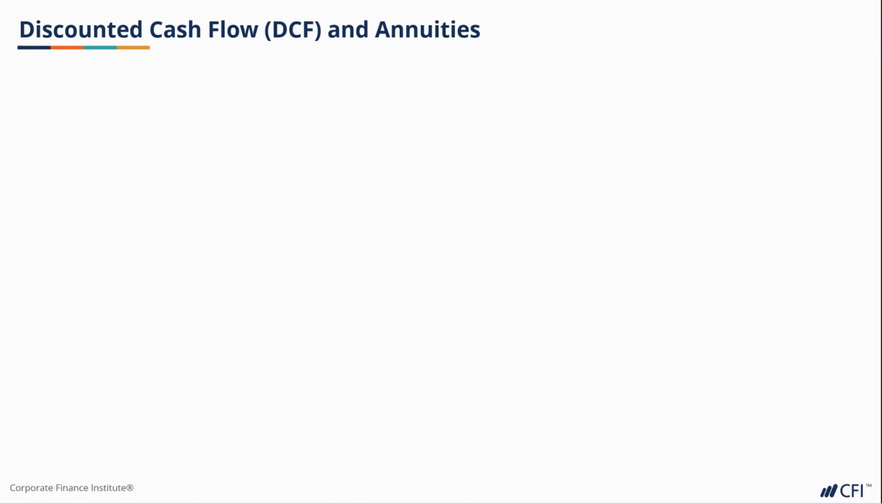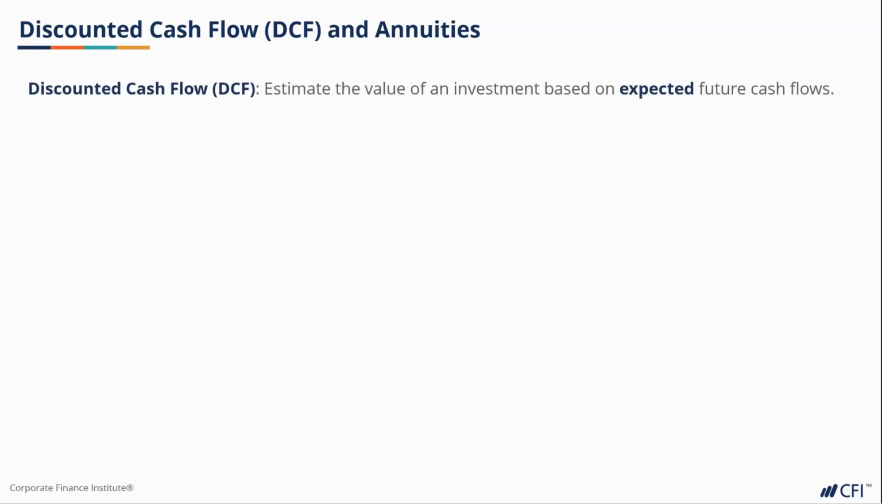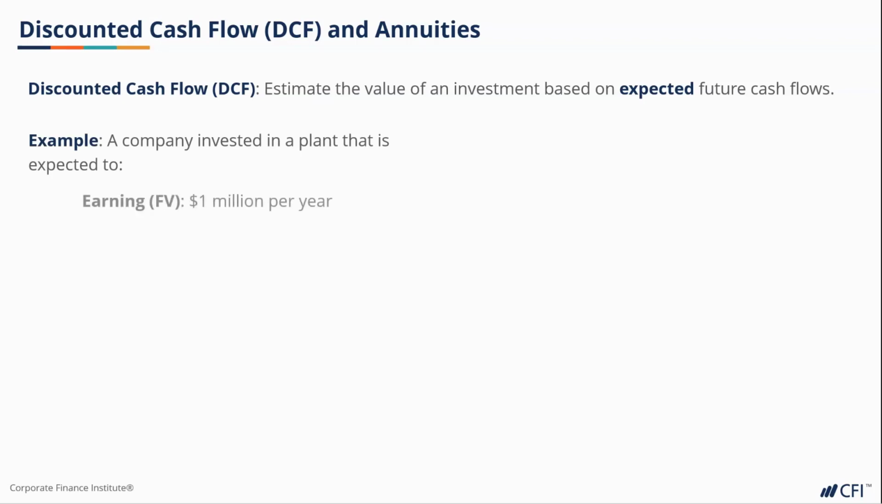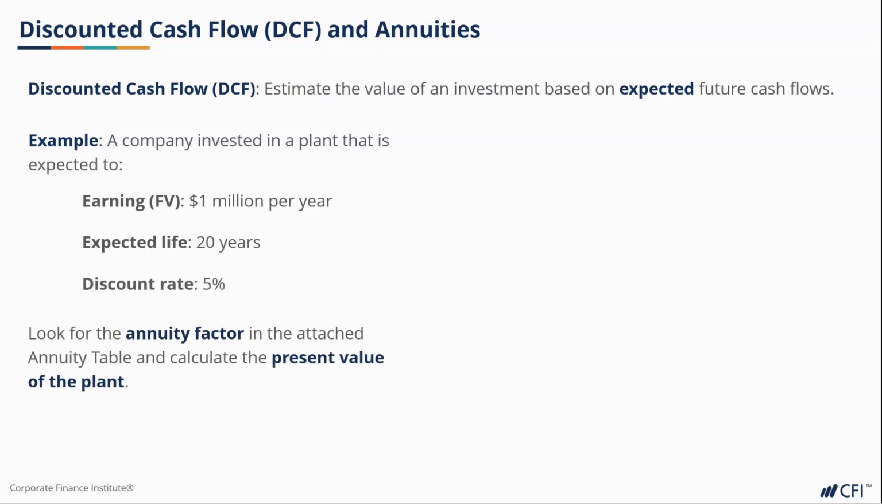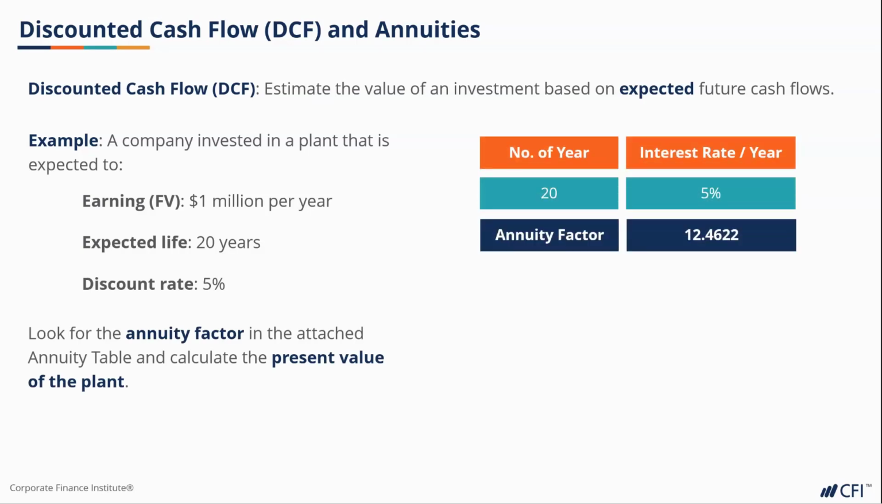Building upon our new knowledge of annuities, we can examine the concept of discounted cash flow, or DCF. DCF gives us a way of estimating the value of an investment based upon the expected future cash flows. For example, a company might be looking to invest in a new project and may want to see how much money it will bring in over the life of that project. Let's say that a plant built today is expected to earn $1 million per year for an expected life of 20 years and applying a discount rate of 5%. Using an annuity table, we can quickly find the annuity factor of 12.4622. Multiplying that factor by 1 million, we can see that the PV of the expected future cash flows from this project will be $12.462 million over 20 years.